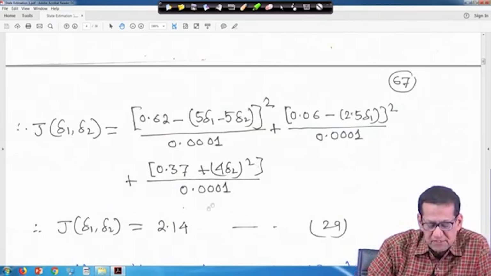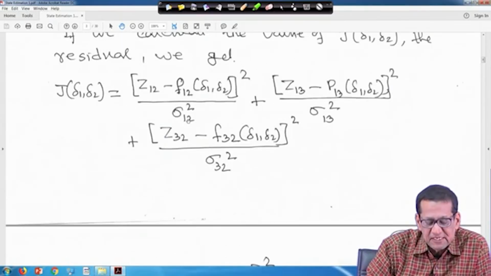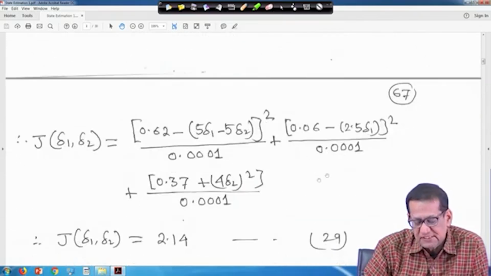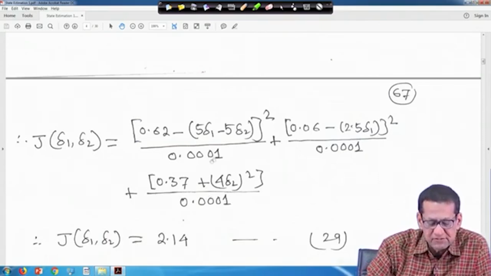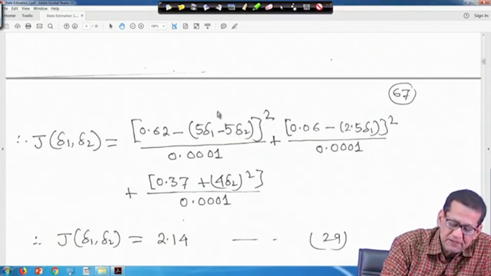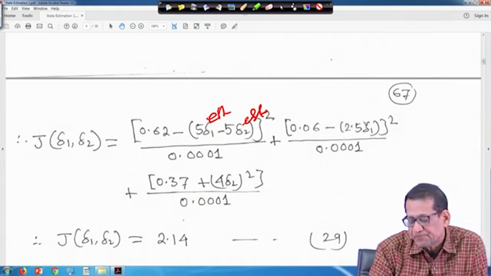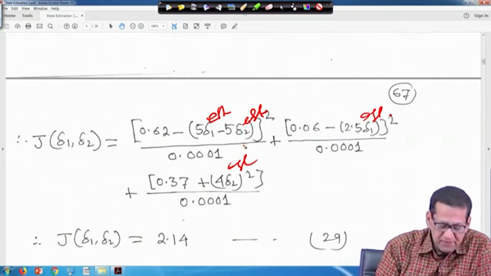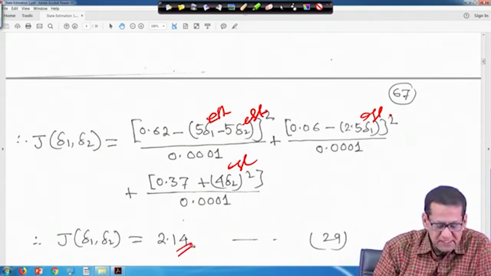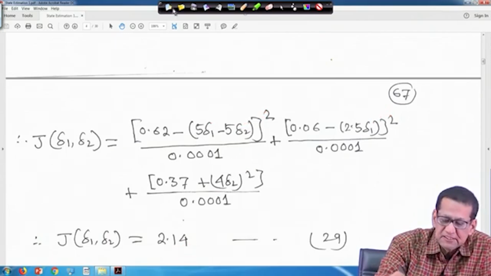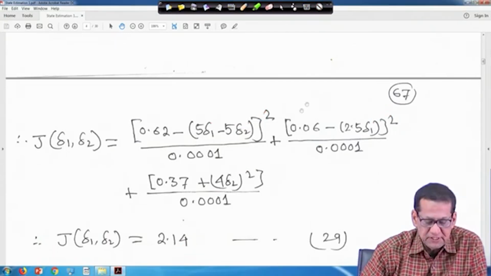Squared, and divided by their respective variances: sigma 12 squared, sigma 13 squared, sigma 32 squared. If you compute this, delta 1 and delta 2 are all estimated values. Whatever you have got, you substitute there, and ultimately you will get J of delta 1 delta 2 as 2.14. That is the residual. So, with this.